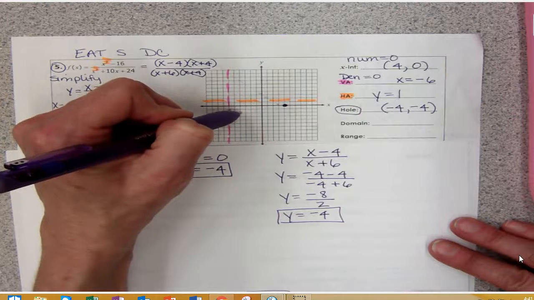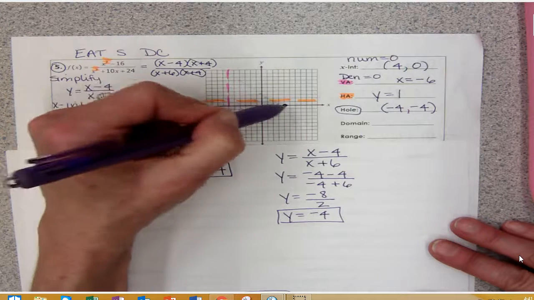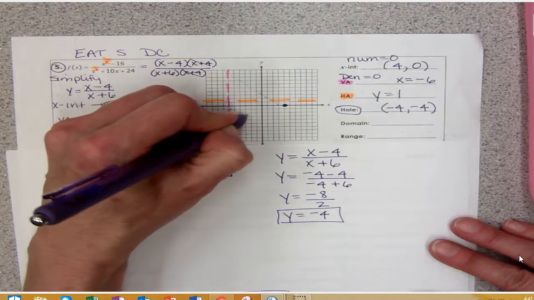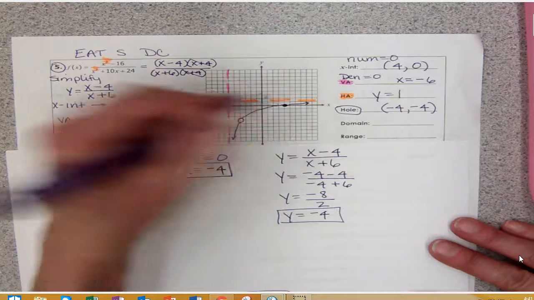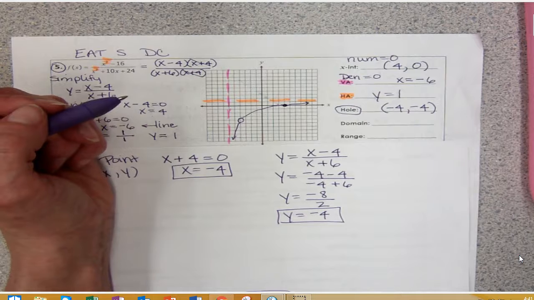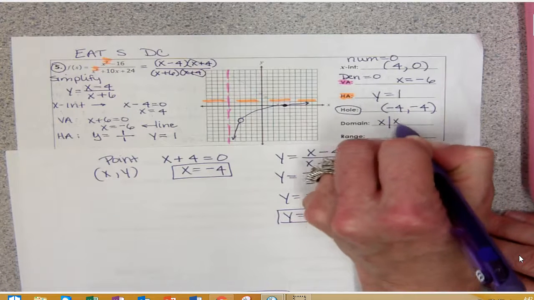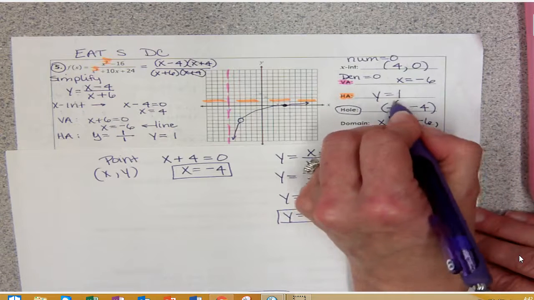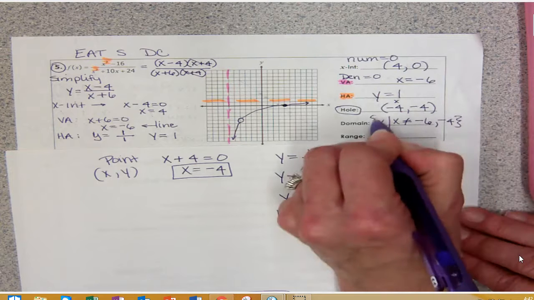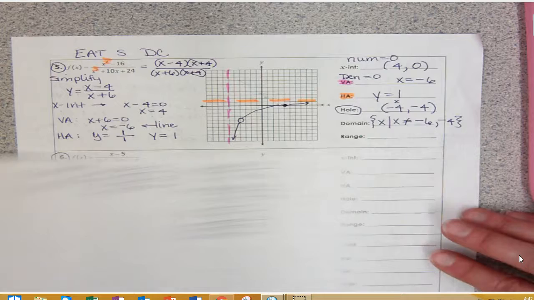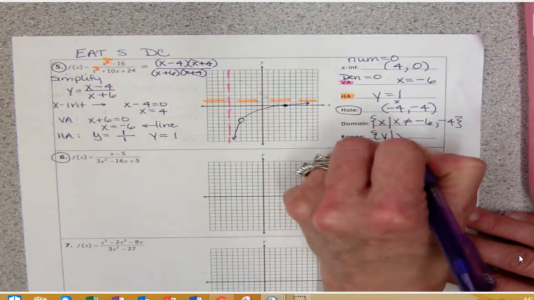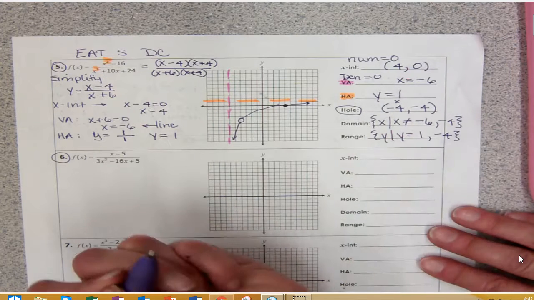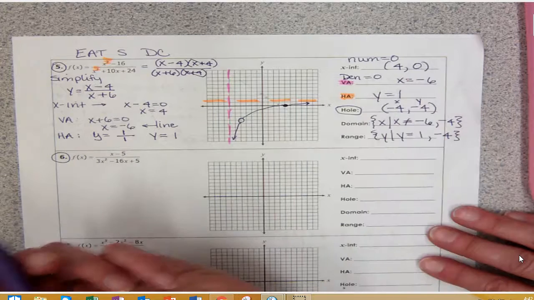1, 2, 3, 4, 1, 2, 3, 4. So now we have essentially 2 points on this side of the graph, and I can go ahead and connect those up. My domain is going to be x, where x is the set of all real numbers, where x cannot equal -6, but it also cannot equal -4, because there is that hole right there. And y is going to be the set of all real numbers where y cannot equal 1, and it also cannot equal -4, because there is a hole where y is -4.